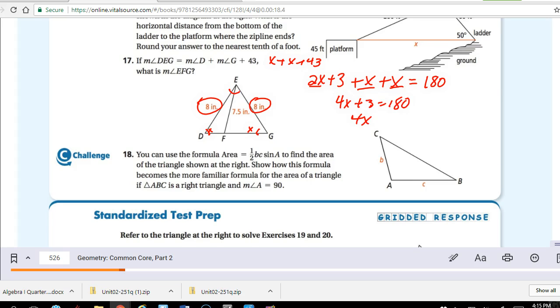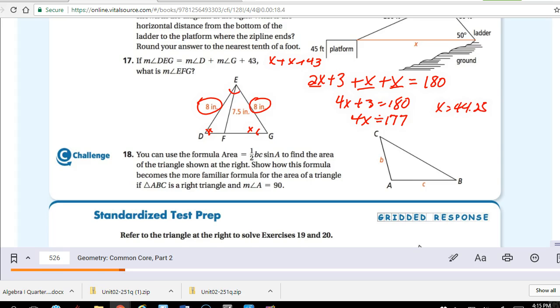We end up with 4x equals, let's see, 177. And then if you take and divide 177 by 4, 177 divided by 4, you're going to get 44.25. Okay? So x equals 44.25.